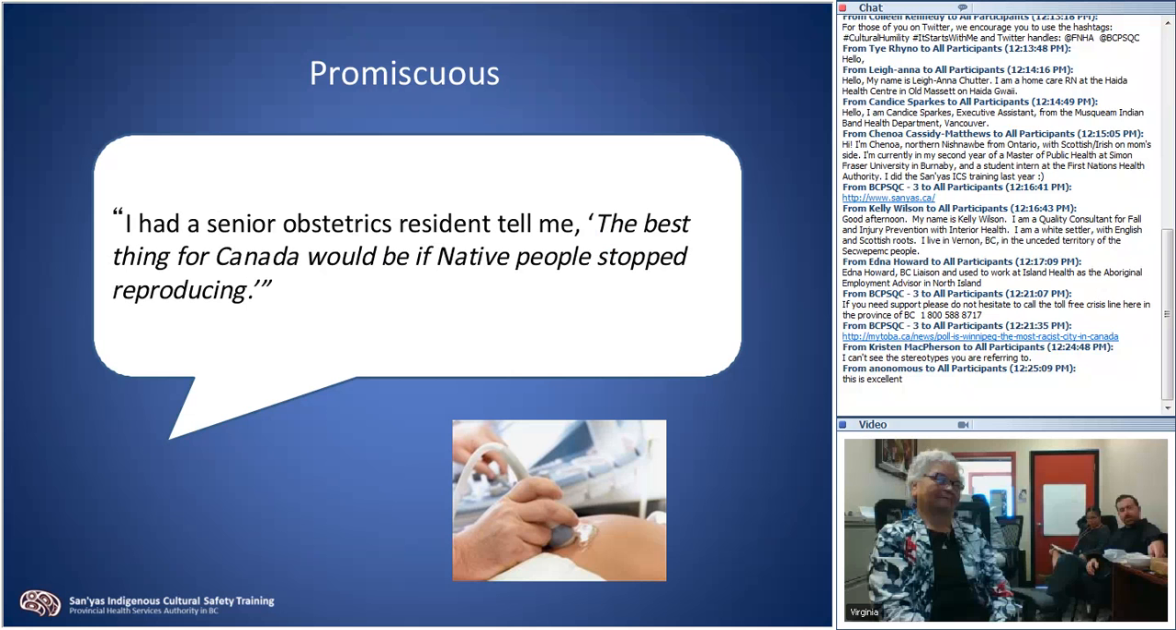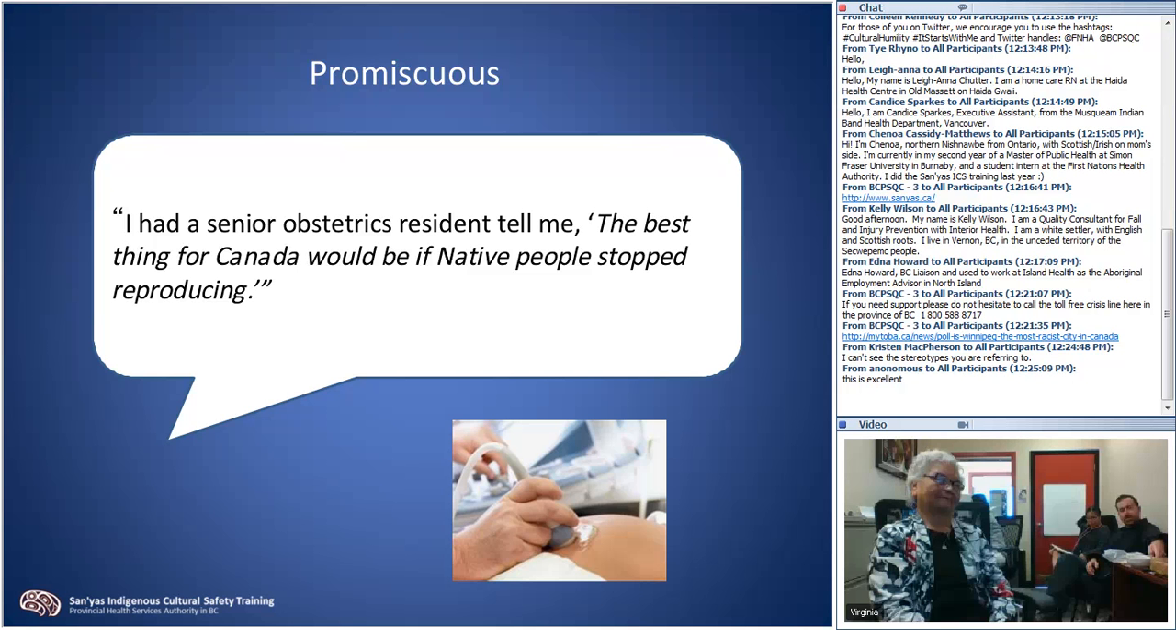The next one is promiscuous. This is an example of stereotype that Indigenous people are promiscuous, which has a particularly harmful impact on Indigenous women. And the quote says, "I had a senior obstetrics resident tell me the best thing for Canada would be if Native people stopped reproducing."